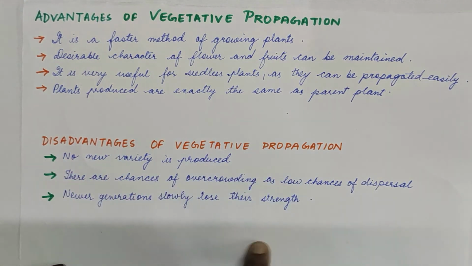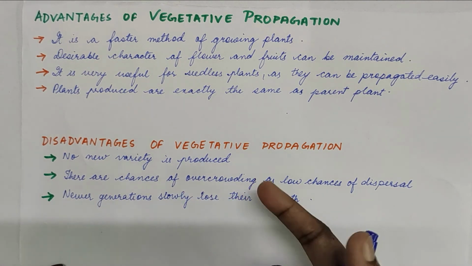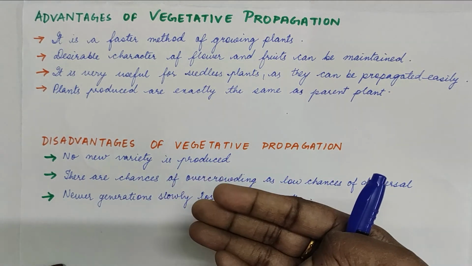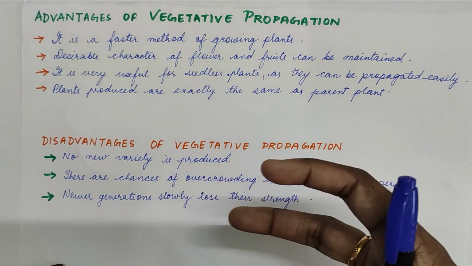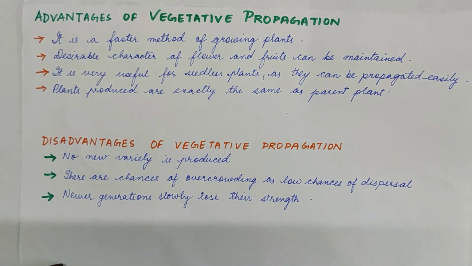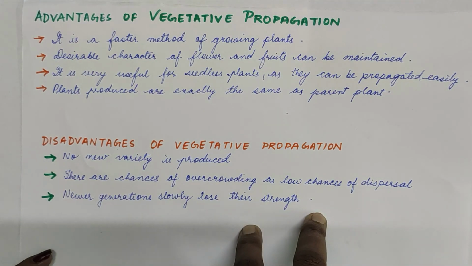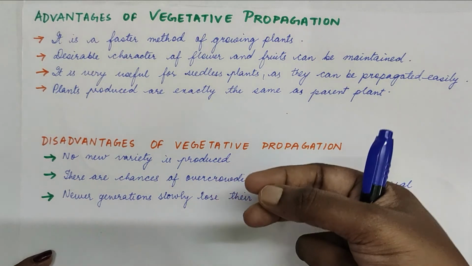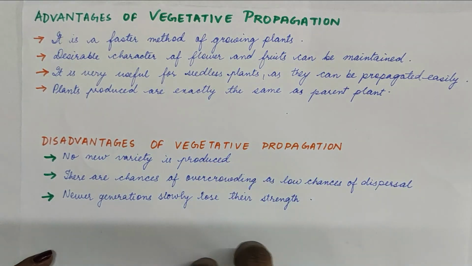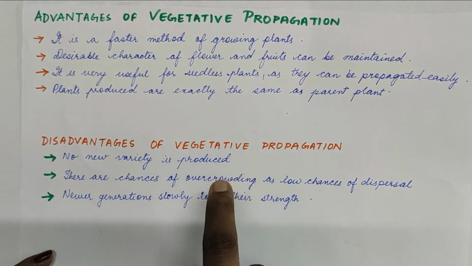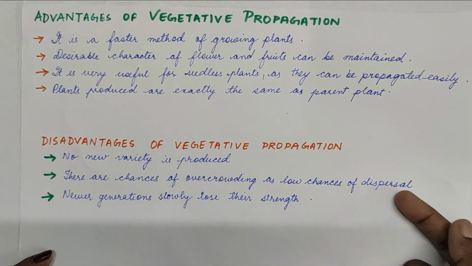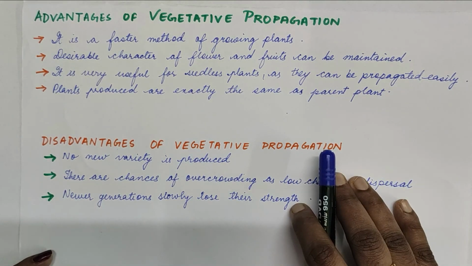What are the disadvantages of vegetative propagation? You don't get a new variety, because whatever is grown keeps growing again and again. The new plant also loses its vigor and strength in this method. And also sometimes, as I told you, in vegetative propagation by aerial stems like strawberry and the grasses, they just spread around in one area, causing overcrowding, and there is generally no dispersal in these vegetative propagation methods.